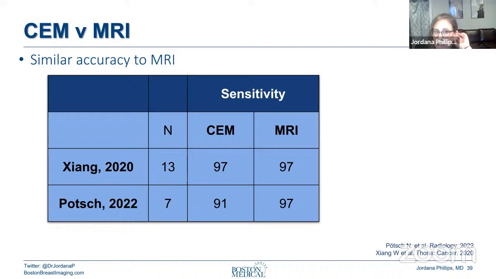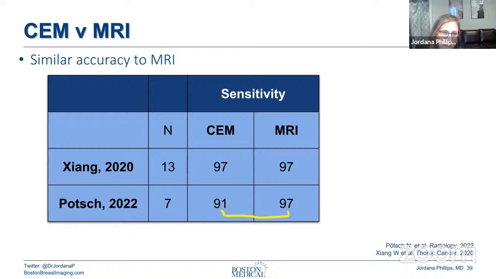And these are two meta-analyses performed in 2020 and 2022 with a different number of included studies. The first study found that the sensitivity for contrast mammo and MRI was the same, 97%. The second, more recent one, found a difference in sensitivity. Contrast mammo had a sensitivity of 91%. MRI had a sensitivity of 97%, which was a little bit different and actually not unexpected, given that MRI is a cross-sectional imaging exam. We're getting much more information than we can on contrast-enhanced mammo, which is a 2D planar exam.